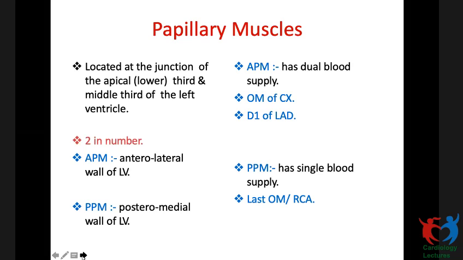And the important thing to learn here is that the anterior papillary muscle has a dual blood supply, primarily from the obtuse marginal of the circumflex artery and diagonal one of the left anterior descending artery, whereas the posterior papillary muscle has a single blood supply, primarily from the last obtuse marginal of the circumflex or the right coronary artery.